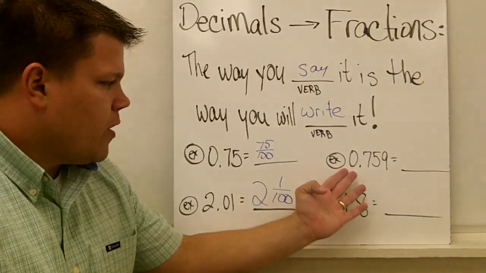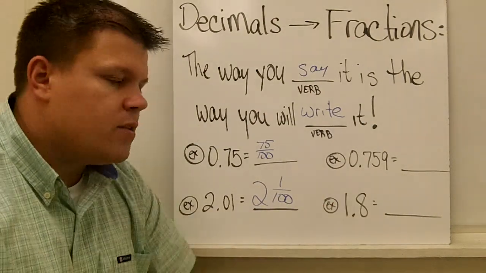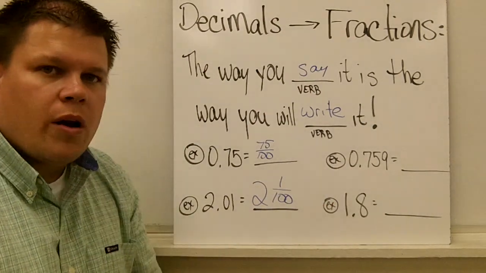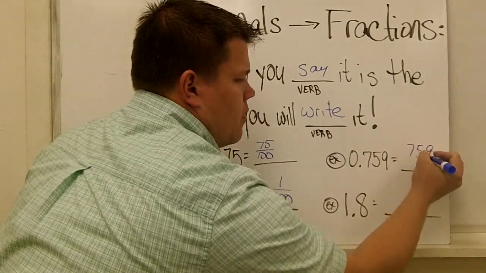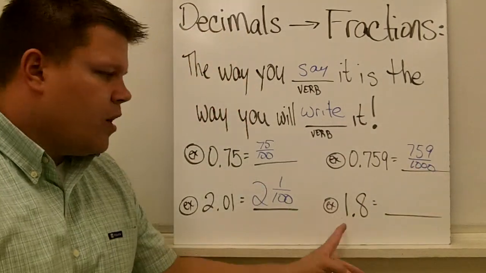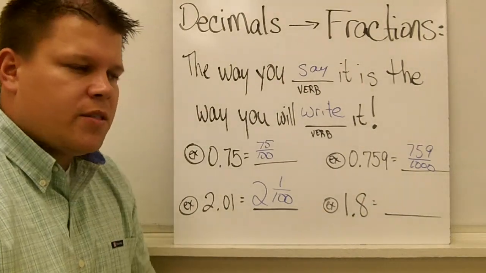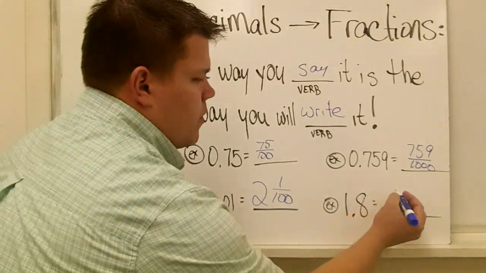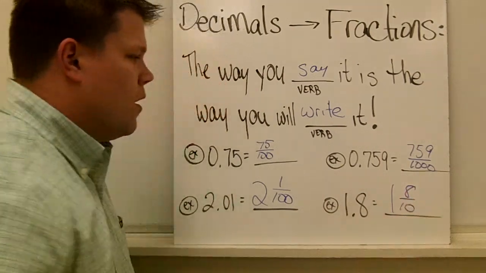We have another example right here. We have 0 and 759 thousandths, and that's going to dictate what our denominator is going to be. So we have 759/1000, and we have one more example here. We have 1 and 8/10ths. That first place value is tenths. So I'm going to write that as 1 and 8/10ths.